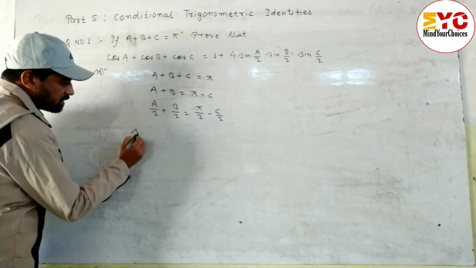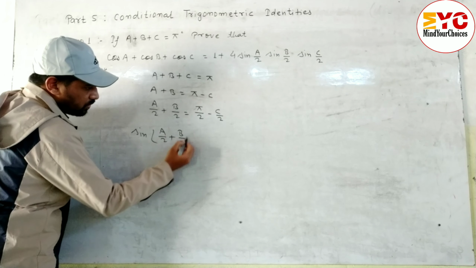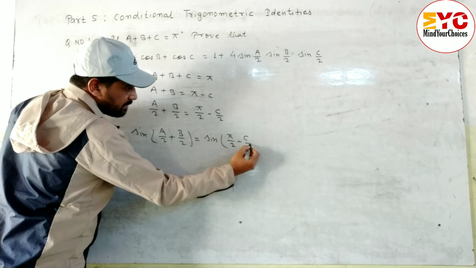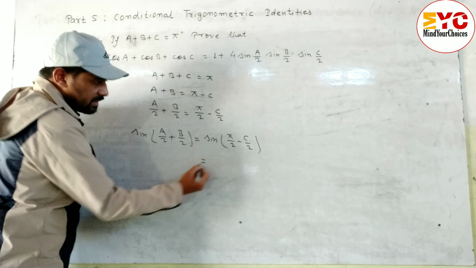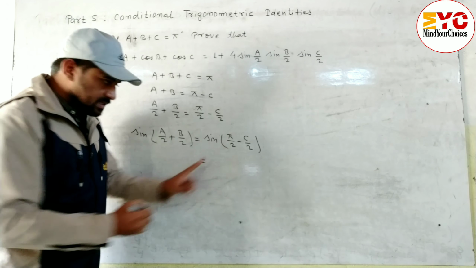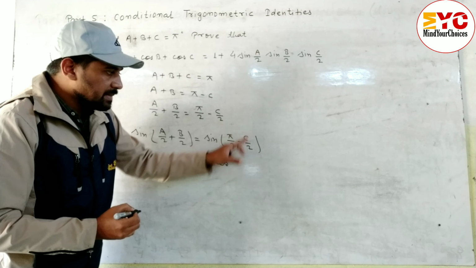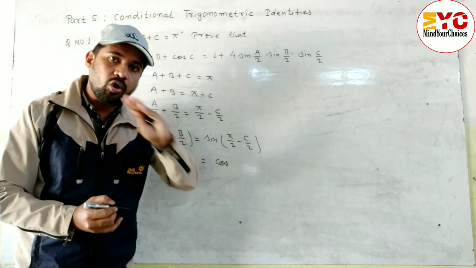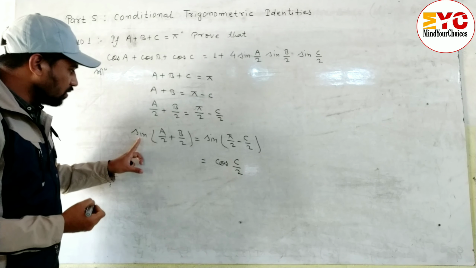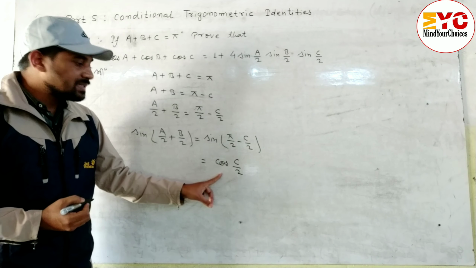Now taking sine both sides, sine of a by 2 plus b by 2 is equal to sine of pi by 2 minus c by 2. Pi by 2 means 90, and 90 means change. So in the place of sine, what can we write? Cos. And 90 minus c by 2 means first quadrant, and first quadrant means all positive. So we can write here cos c by 2. It means the value of sine of a by 2 plus b by 2 is equal to cos c by 2.